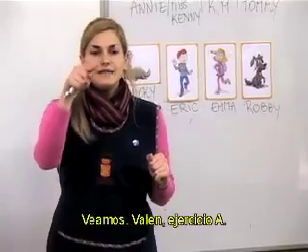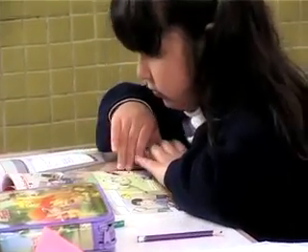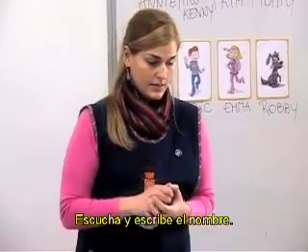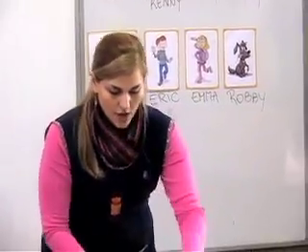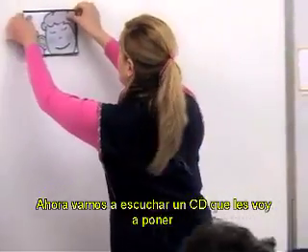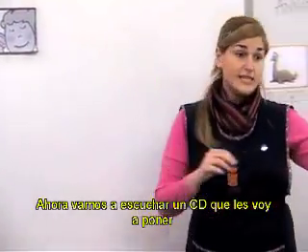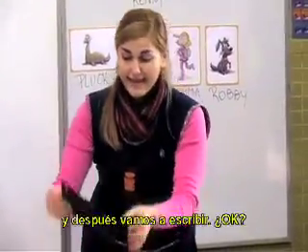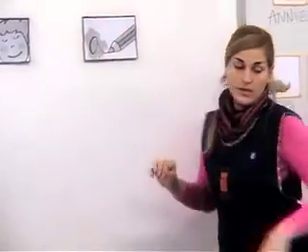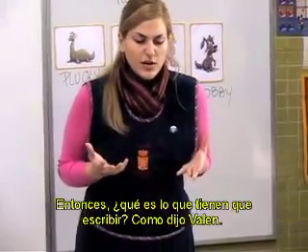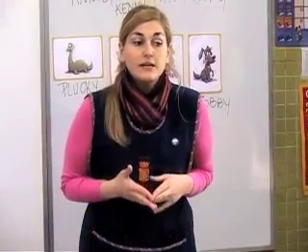Let's see, Valen. Exercise A. Listen and write the name. Wow! Listen and write the name. Very good. So, we are going to listen to the CD, I'm going to play, and then we are going to write. Okay? So, what is it that you have to write here as Valen read?